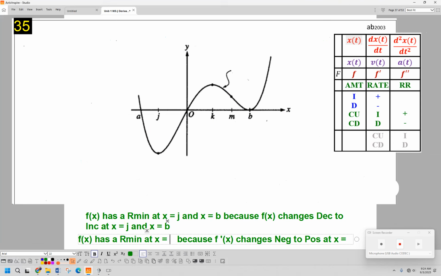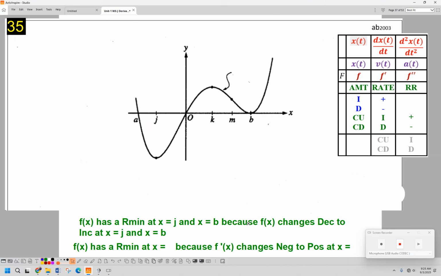The definition is f has a relative min when f prime changes negative to positive, because that would be f changing decrease to increase. So this is f prime now. Where will this f prime graph change negative to positive? That means the y values of f prime change negative to positive. Hands up again. Who knows? A bit better. Let's go, Ruby.